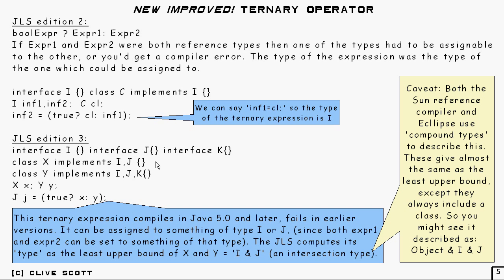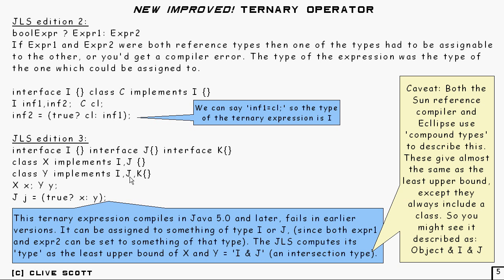If you've got interfaces I, J, and K, and you've got class X that implements I and J, and class Y that implements I, J, and K, say, and you've got some variables X and Y like that, then you can say something like this: if true, then X, else Y. You can say that, and it works. And the type of this can be set to something of type J. And the reason for that is because both X and Y implement the interface J.